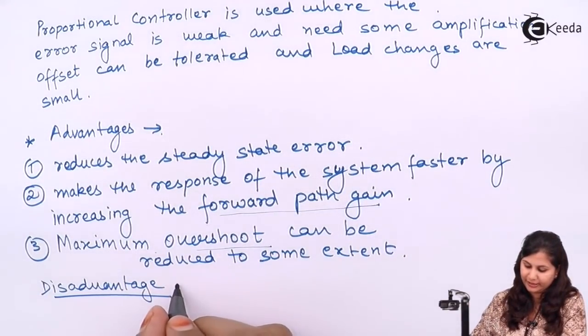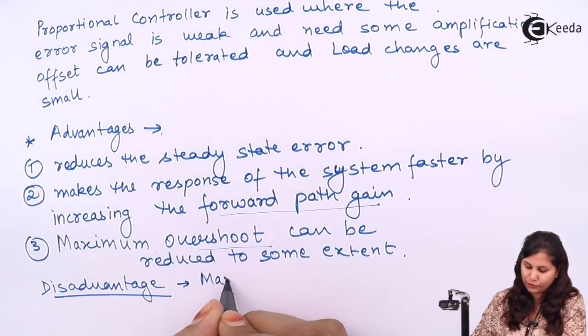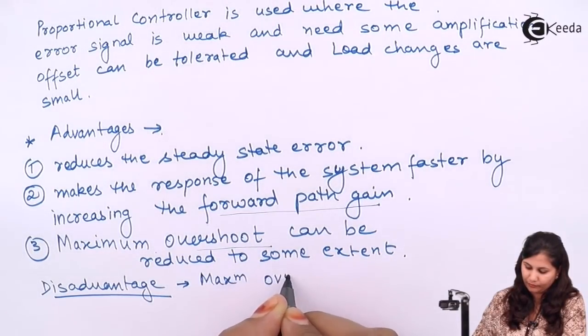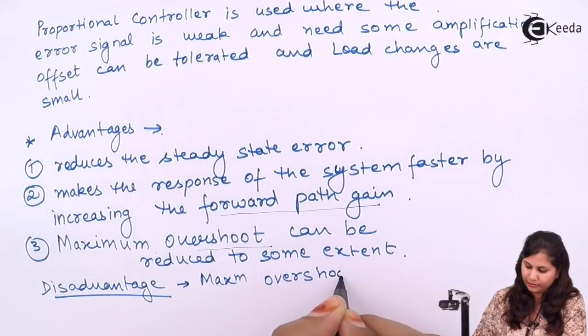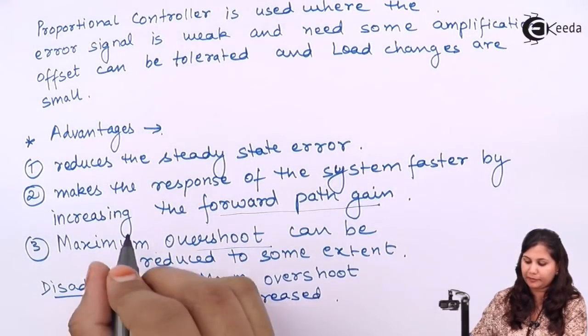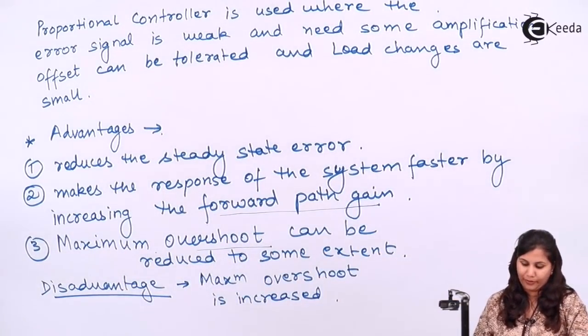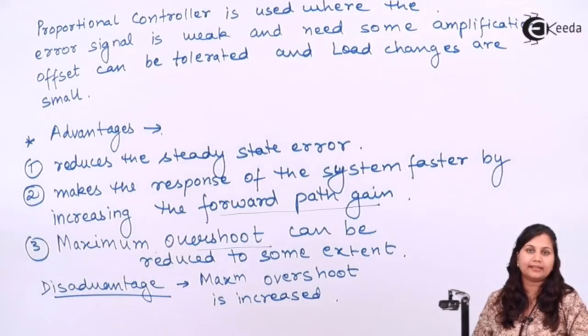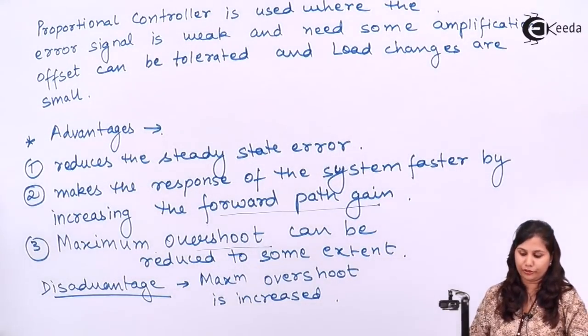So the disadvantage is that maximum overshoot is increased when forward path gain is increased. So these are the advantages and disadvantages of the proportional controller.